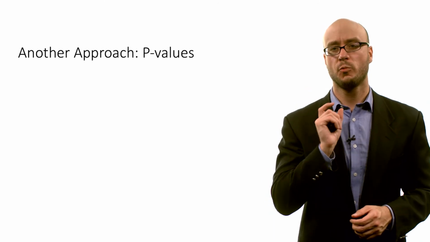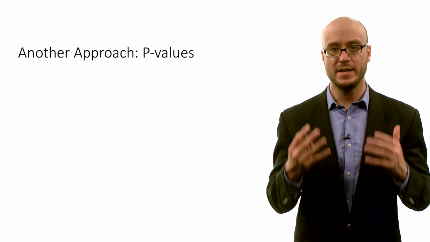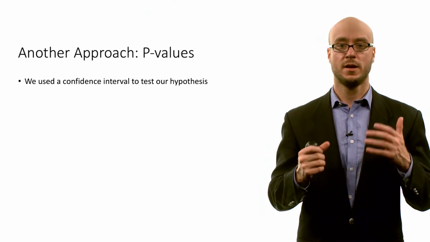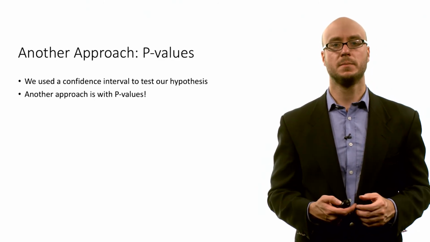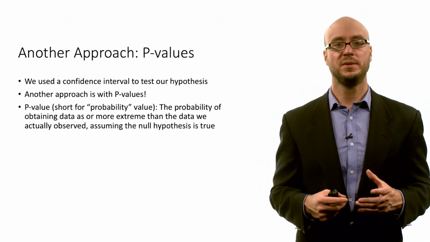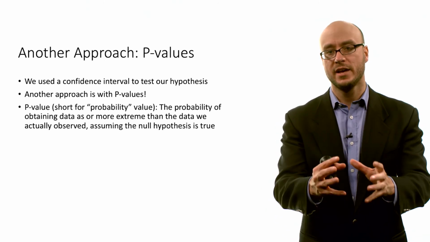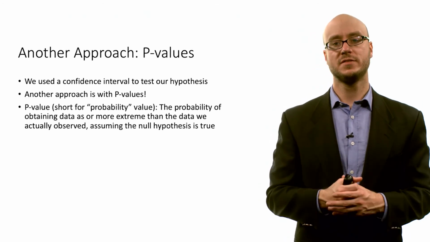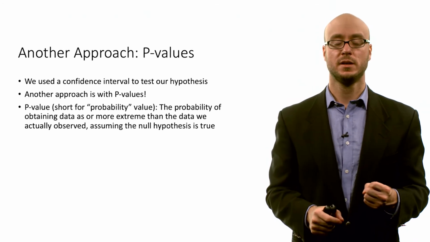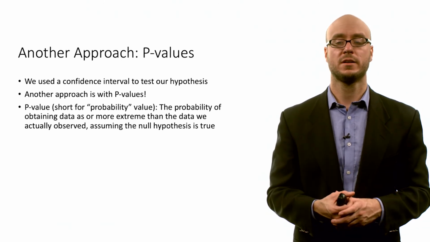Now, there's another way of testing and evaluating some claim. This is based on the idea of probability values, or p-values. We're going to explore this in more depth, but for now, I just want you to understand the basic concepts of p-values. A p-value, or probability value, is simply the probability of obtaining data as or more extreme than the data we actually observed, assuming the null is true. If you recall, I said we can think of the confidence interval as a measure of consistency. If the null is within our confidence interval, the null is consistent with our data, and we fail to reject the null.